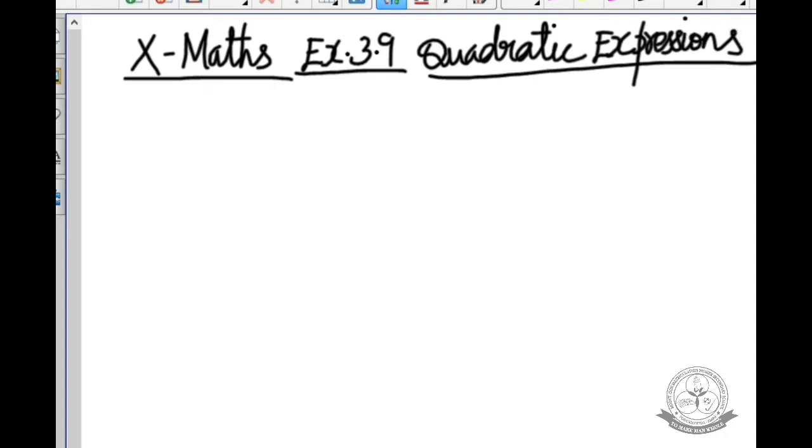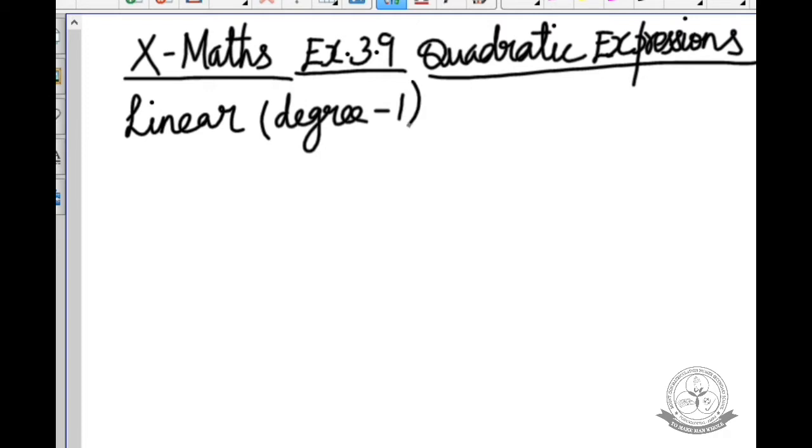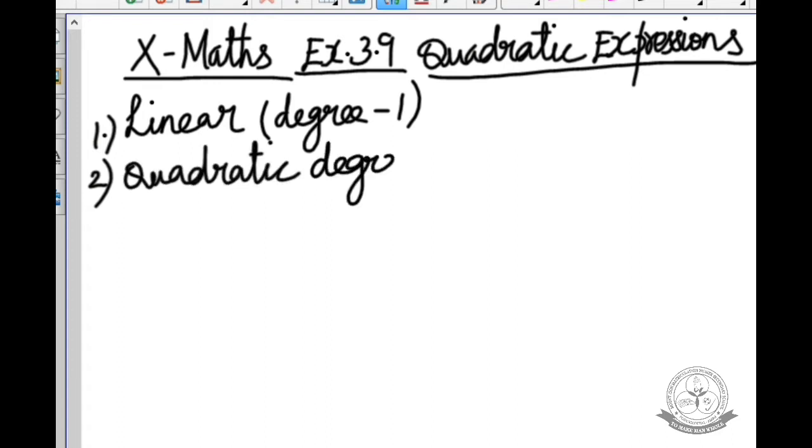We already studied linear expressions, linear equations. Linear means the degree will be 1. The degree of the variable is 1 means it is known as linear. If the degree is 2, it is known as quadratic. The degree of the variable is 2 means it is known as quadratic expressions. So we are going to study about quadratic expressions.